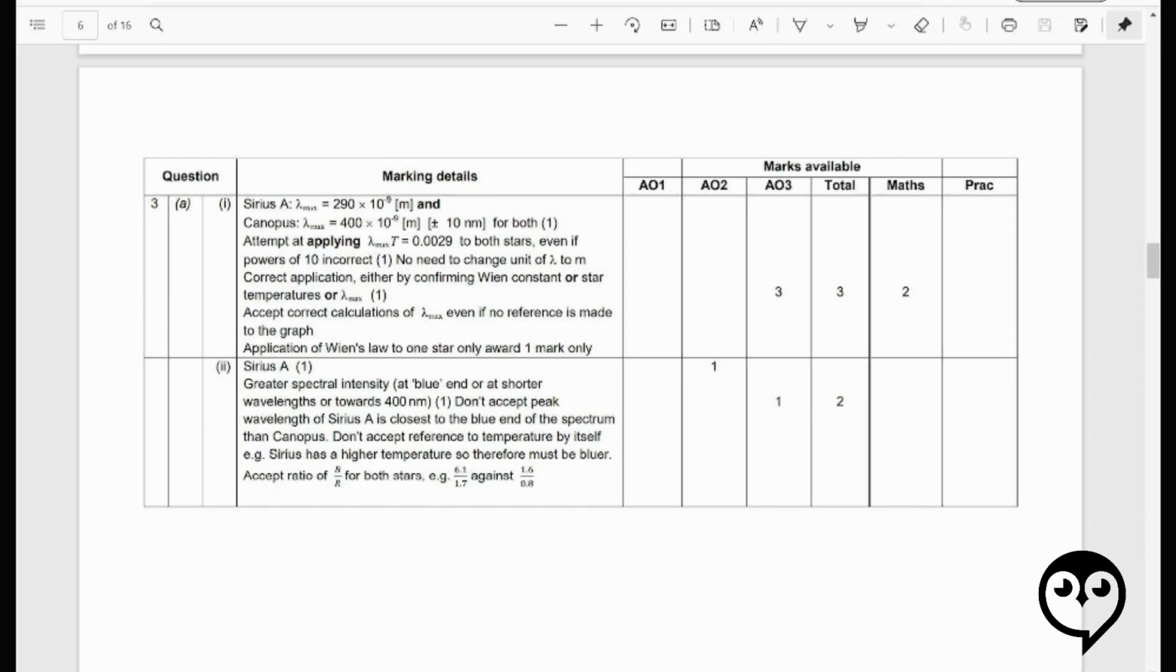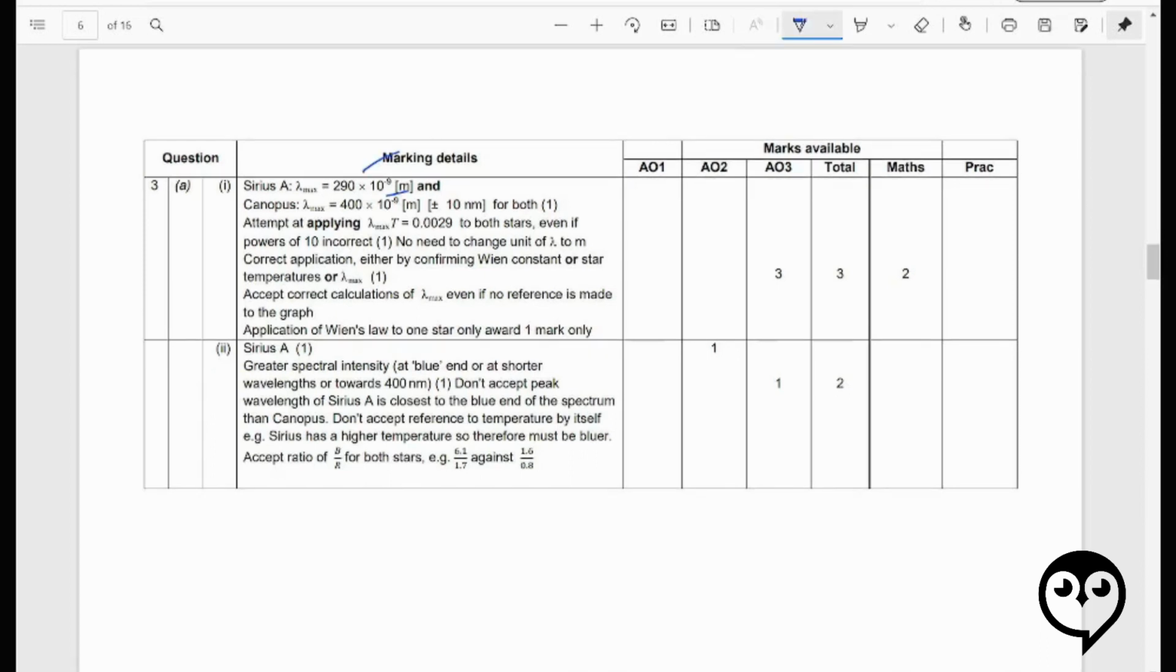What do they have here? So we read these wavelengths off the graph, attempt at applying Tmax, right, to both stars. I would have set them equal to each other to do left side, right side comparison, but if you want to do it for each star, that's fine. No need to change units, correct application, other correct calculations, like I said, set them equal to each other, that kind of thing. Application of Wien's law to one star only gets 1 mark. You need to do both.